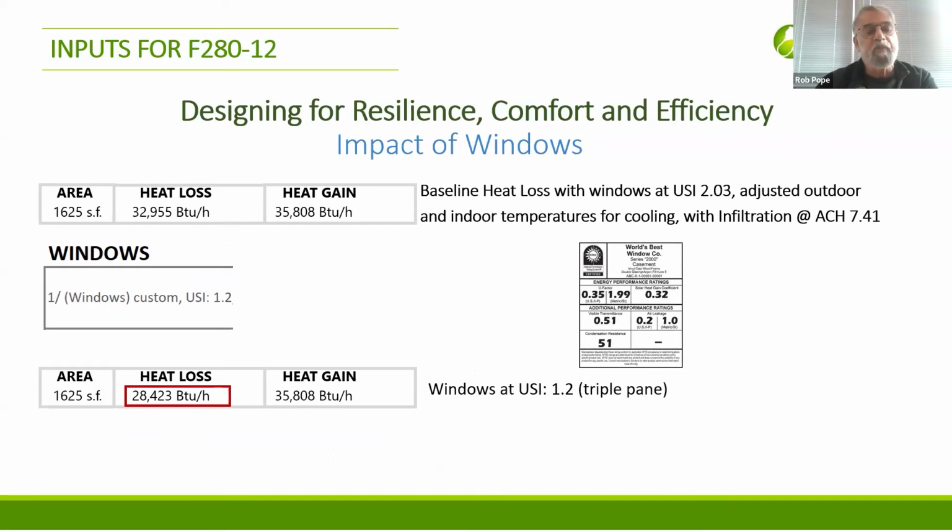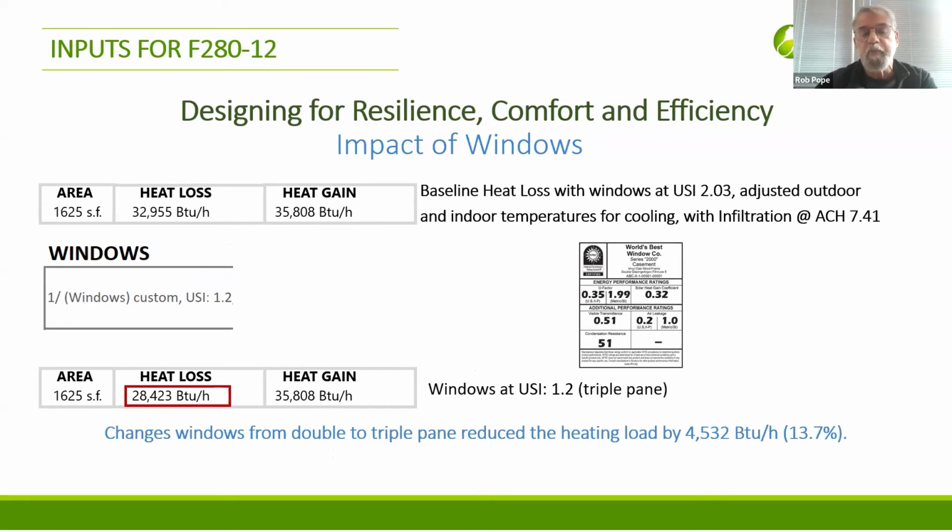We've dropped the heat loss from 32,900, almost 33,000 BTUs, to 28,423. Big difference. 13.7% difference. Now notice it didn't affect the heat gain at all, and here's why.